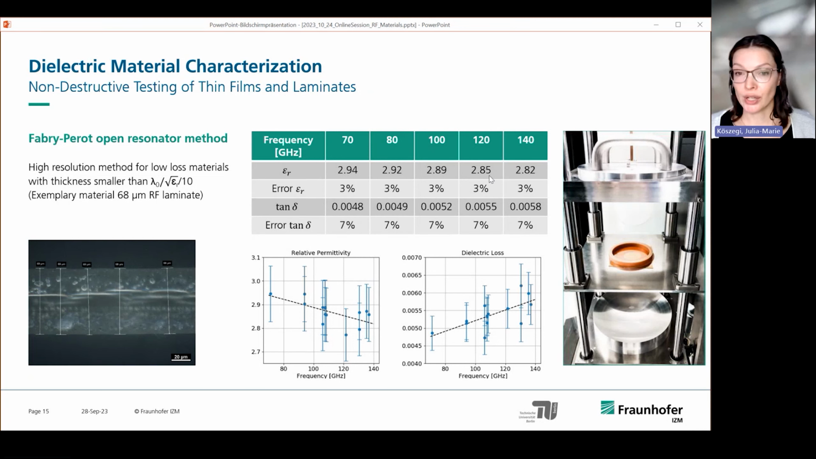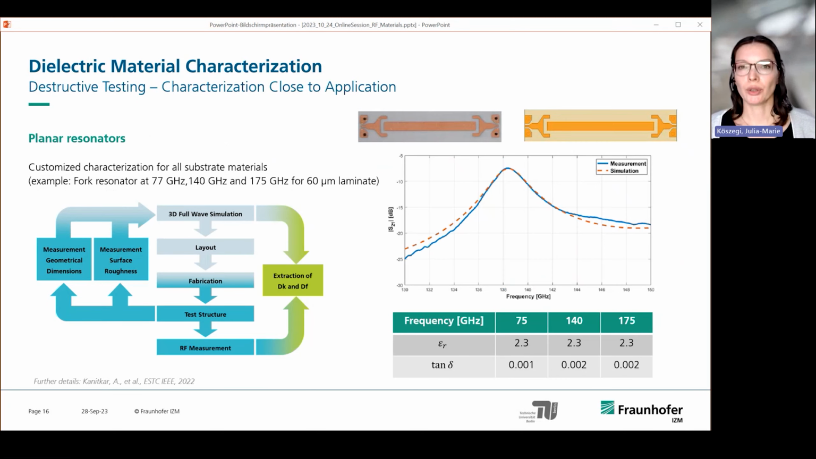A very high resolution as well, because especially in the losses, you need this 4th digit, and this 4th digit in the losses is nothing you can get, for example, with a free space method, but with such a method, you can get that. Now, if you want to move even closer to application, you can go for a structured characterization.